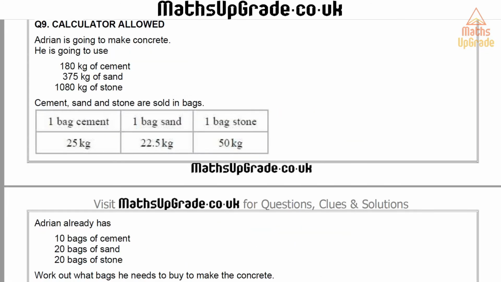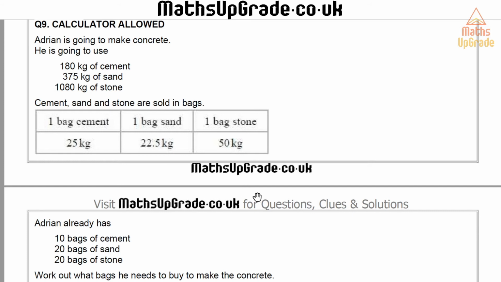In question 9, we're told that Adrian's going to make concrete, and he's going to use 180 kilograms of cement, 375 kilograms of sand, and 1080 kilograms of stone. We're told that cement, sand and stone are sold in bags. I'm given the sizes of each bag there. Adrian already has 10 bags of cement, 20 bags of sand and 20 bags of stone. We need to work out what bags he needs to buy more to make the concrete.